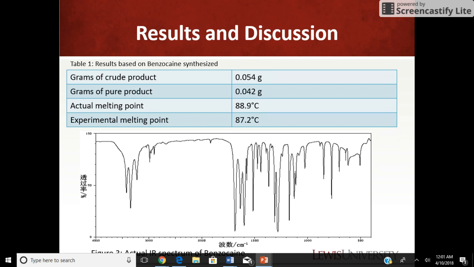The actual melting point of benzocaine is 88.9, and the experimental melting point was 87.2. And down there on the bottom, you could see that this is figure 3, the actual IR spectrum of benzocaine. You can see around 3,400 the peak for the amine in the actual IR spectrum. You have another peak for the amine at around 800. At around 1,200, you do have a peak for the ester. And then at around 1,500, you do have a peak for the aromatic ring.